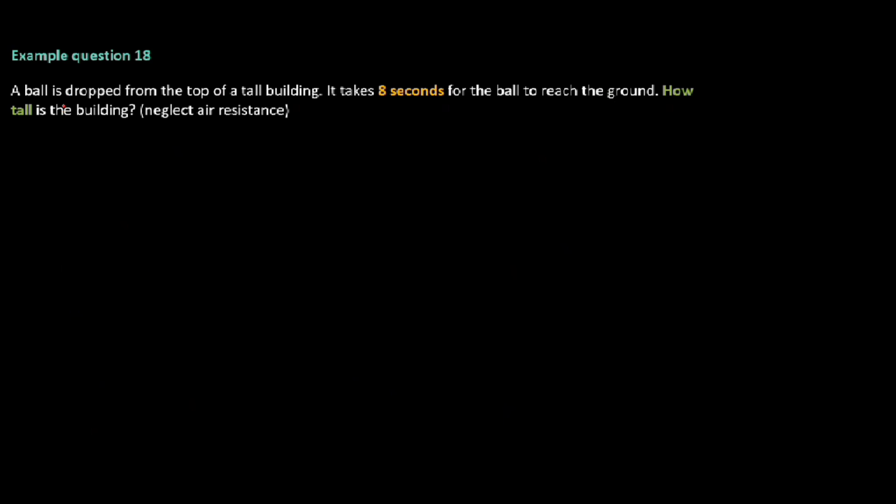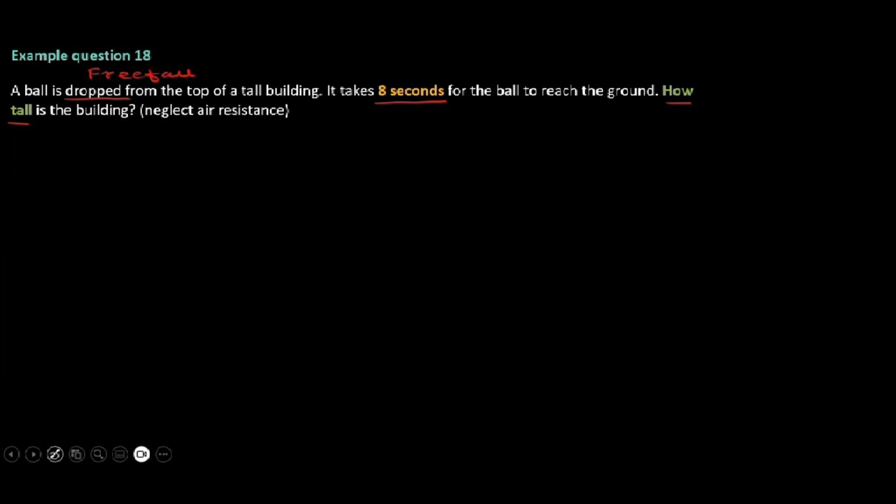Example question 18. A ball is dropped from the top of a building. It takes 8 seconds for the ball to reach the ground. How tall is the building? Neglect air resistance. Now, whenever the question says something is dropped or thrown or something is falling, that means this is an example of free fall motion.